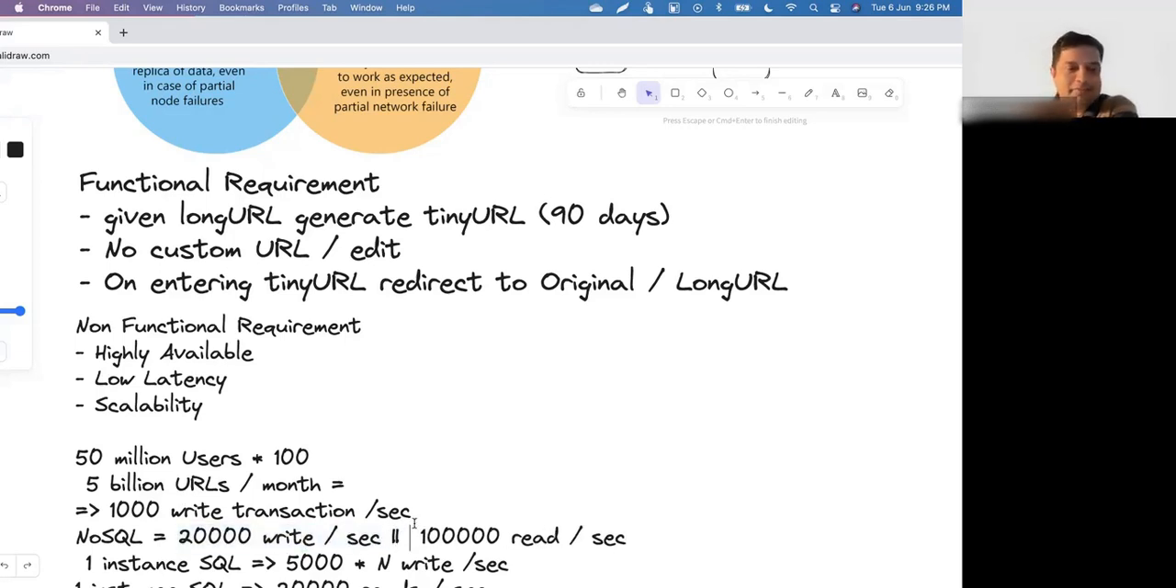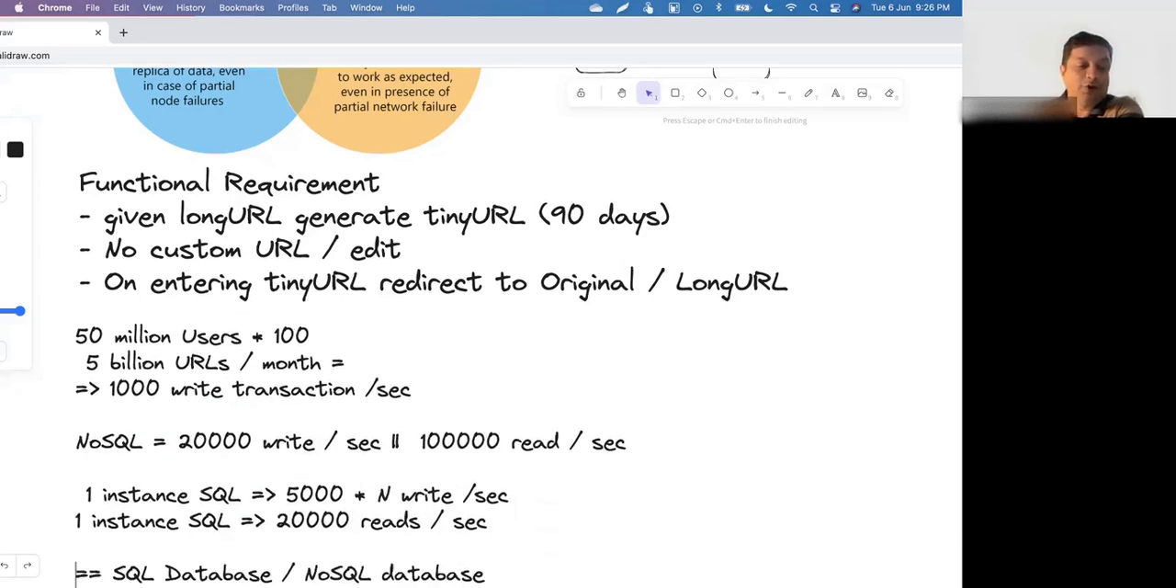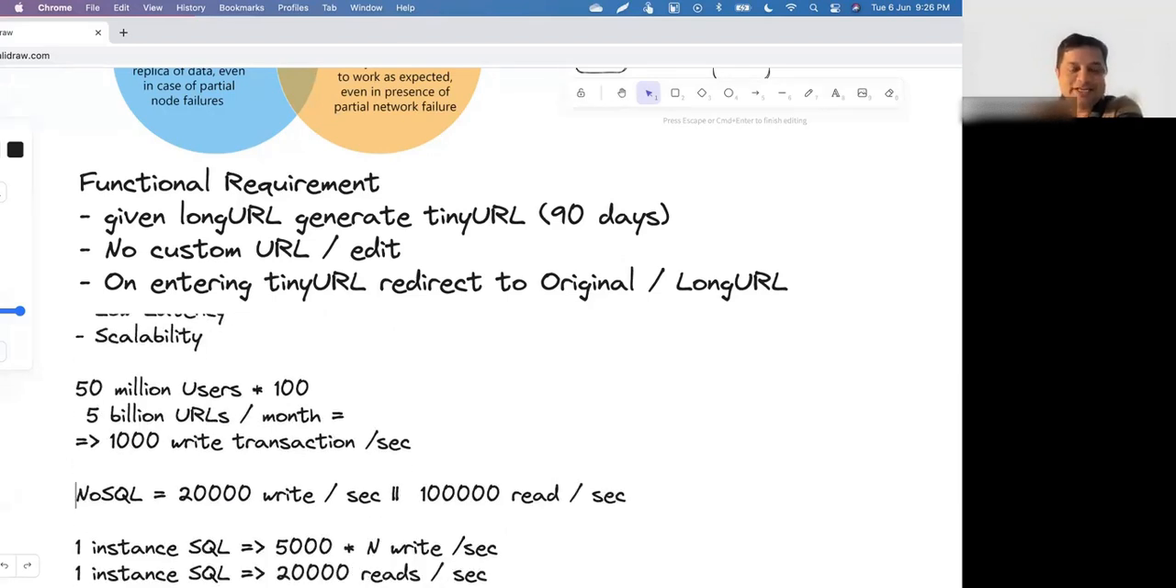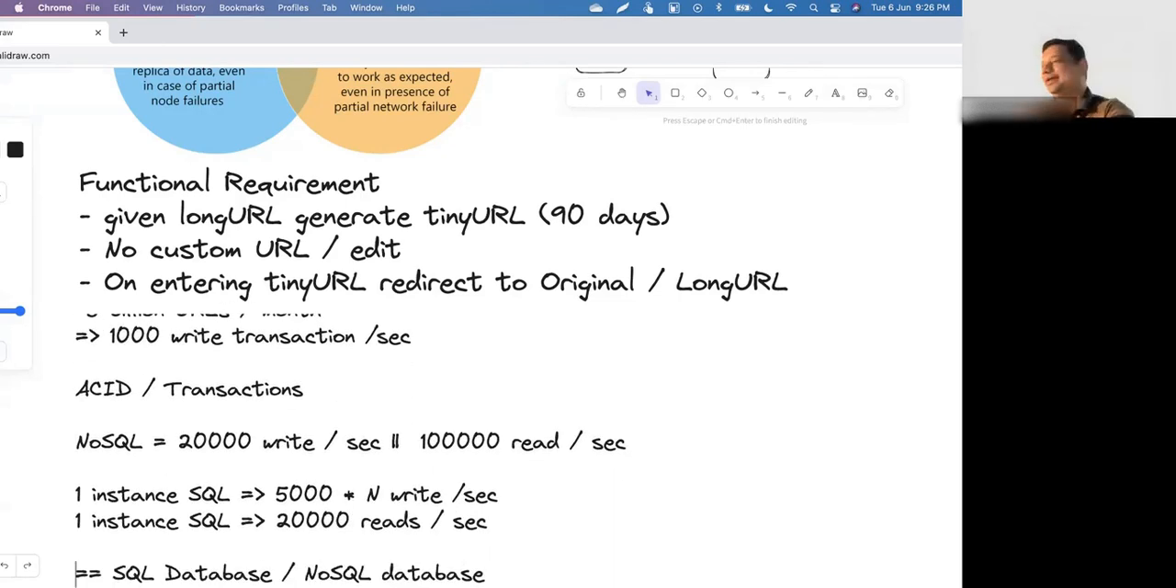NoSQL database is much more scalable. I'll tell you when to use sharding. NoSQL is not consistent, right? So they are not satisfying the ACID property. I would have to go into a lot of database details. Transactions: if you need transactions, then you have to use SQL databases. And if your reads and writes are more, then you have to use sharding. Got it?